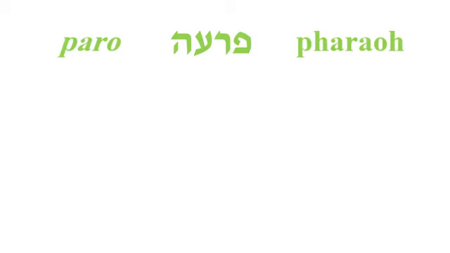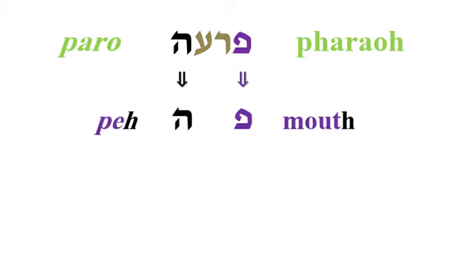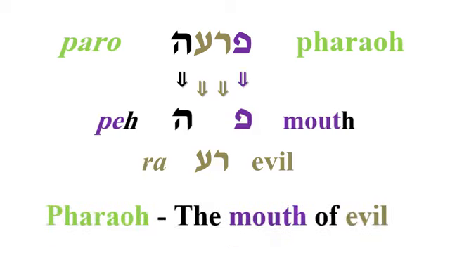Nice. So Moses goes to Pharaoh and tells him, let my people go. Well, Pharaoh begins with a pay. You can see pay, resh, ayin, hey, paro. And in his name, look, the first and last letter is a pay, hey. That's the word mouth. And the letters in the center, resh, ayin, spell the word ra, which is evil. So Pharaoh, his name actually means the mouth of evil.